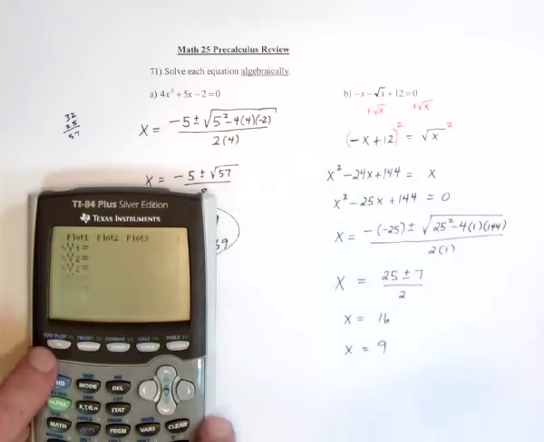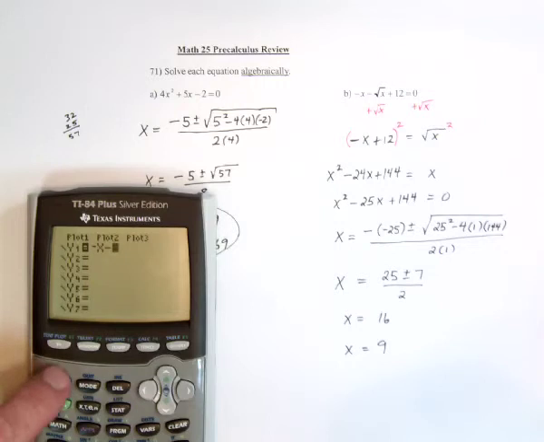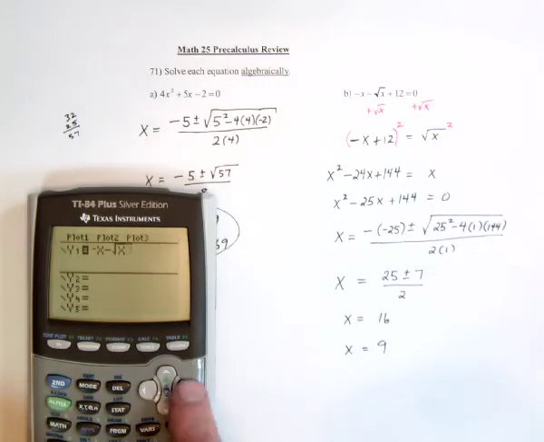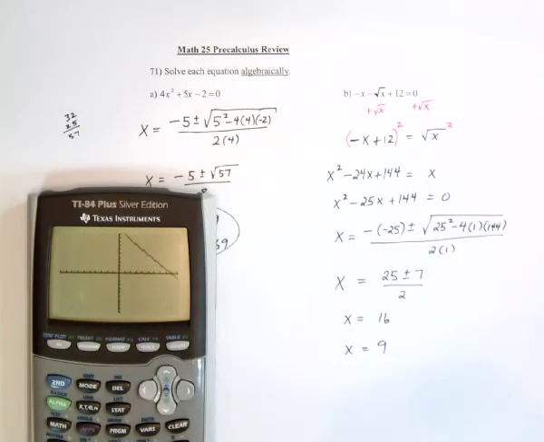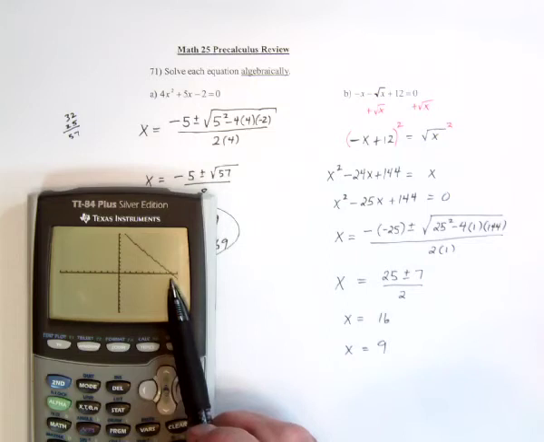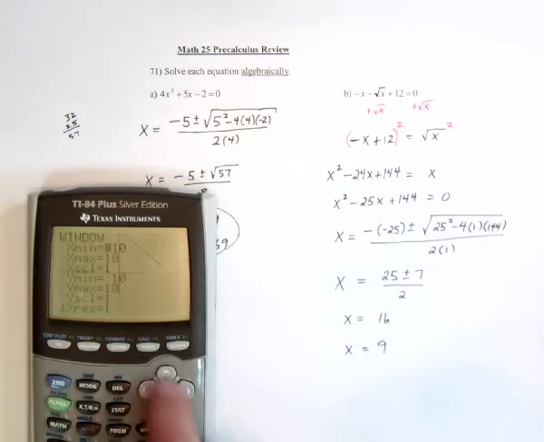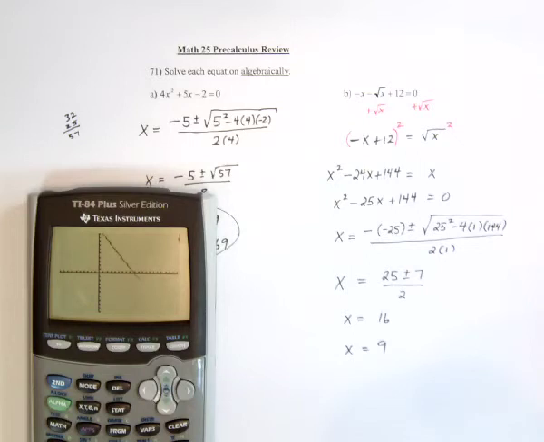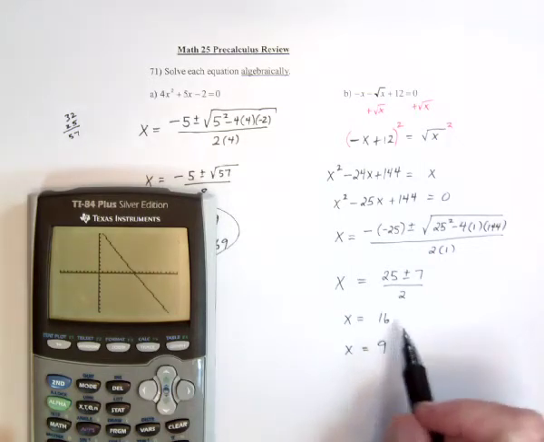It's y equals negative x subtract the square root of x plus 12, and then see where that equals 0. So that is the answer 9. If I change the window to go out farther, say to 20, is there going to be an answer at 16 as well? No, the 16 is not going to work.